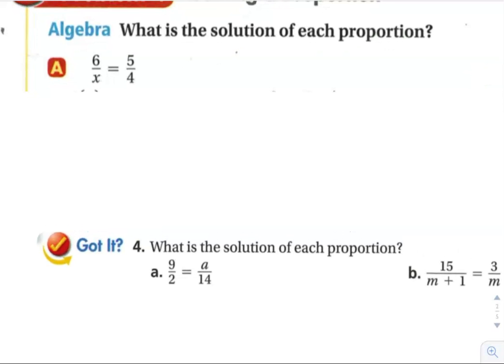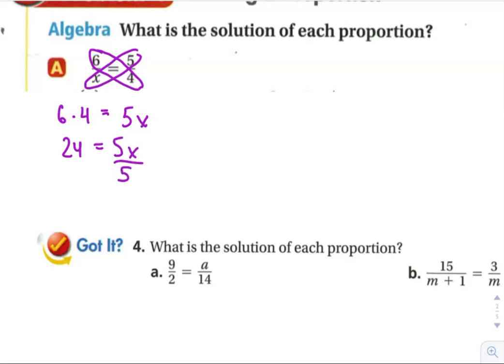So I'm just going to circle these so it is clear how you're setting this up. I'm going to multiply 6 times 4 and set that equal to x times 5, or I'll just say 5x. 6 times 4 is 24. Divide by 5 on both sides. We get x equals 4.8.